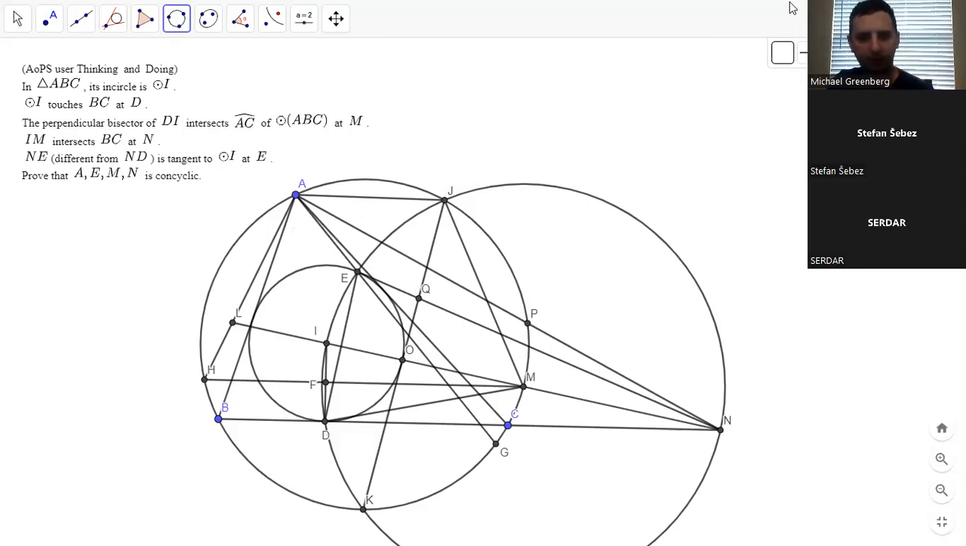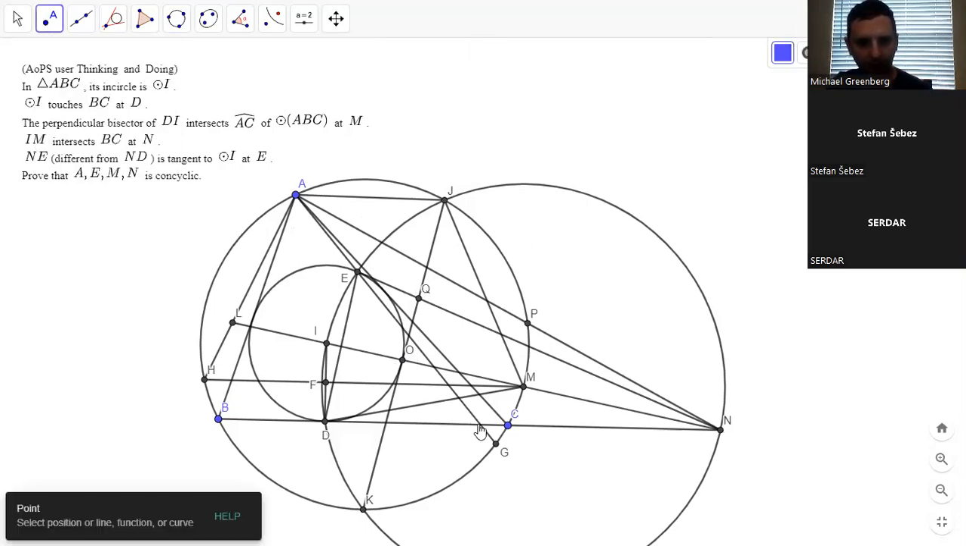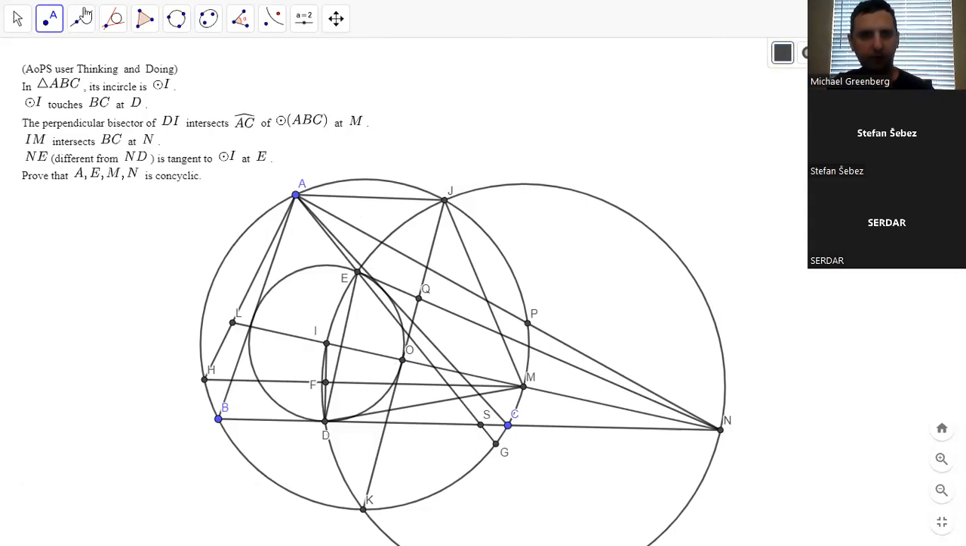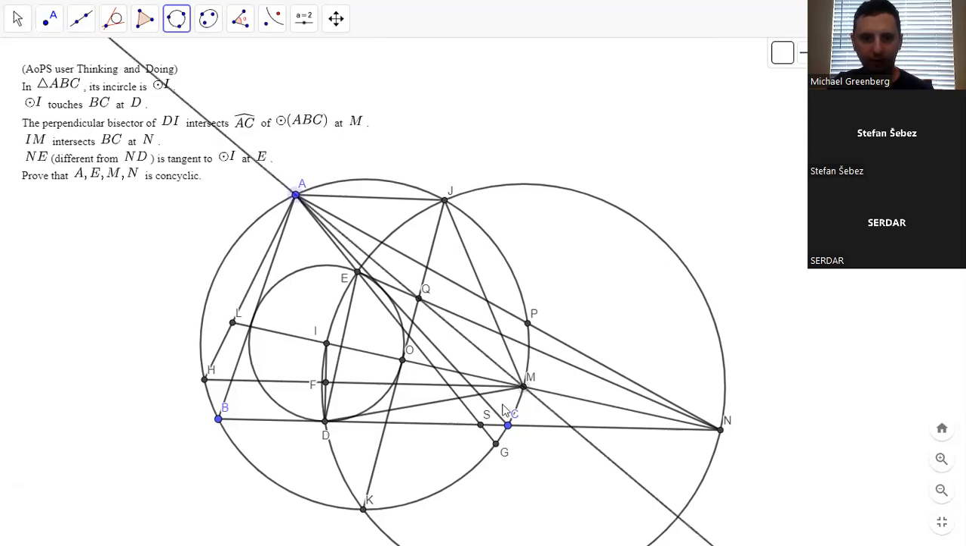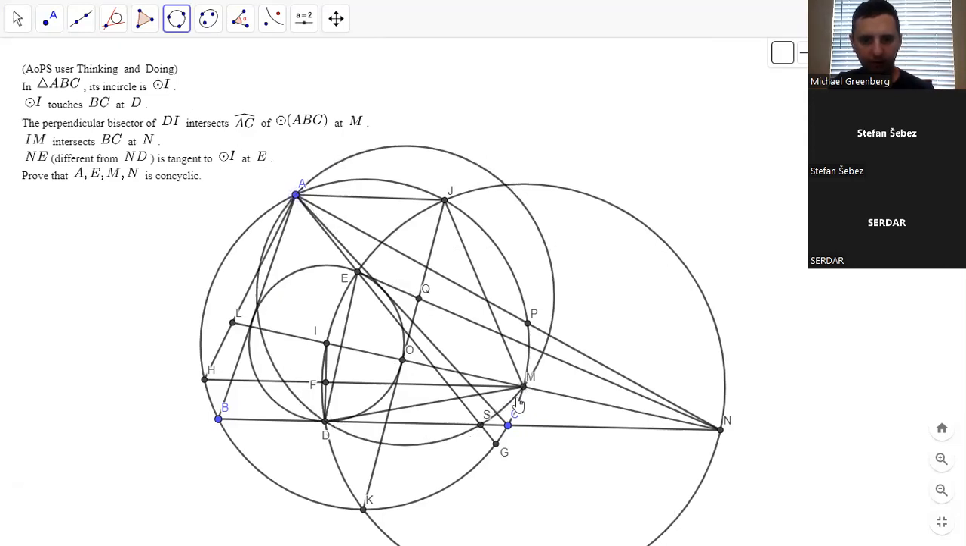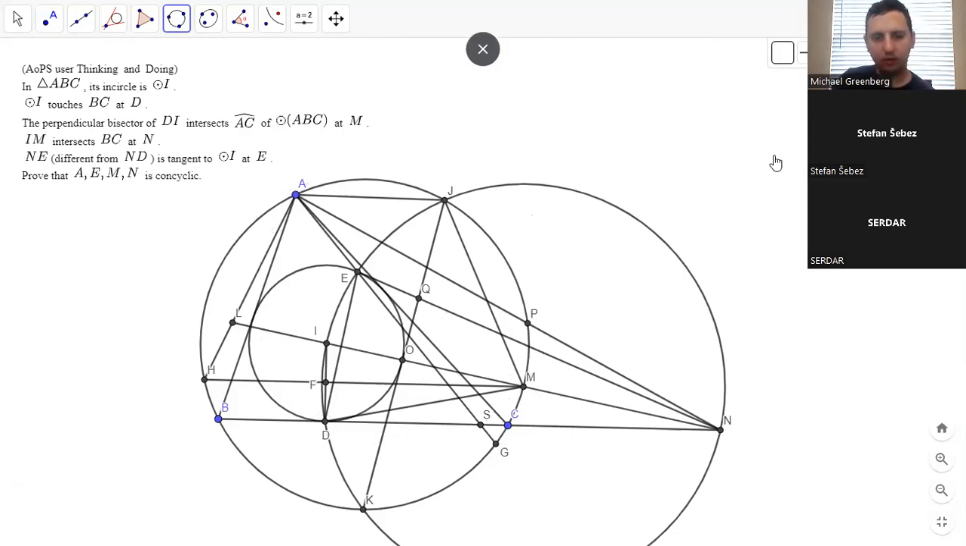Wait a sec. Maybe there's, so if we define this point right here, where AE intersects BC, then I think we want to show that AMSD is cyclic, right? Let me draw that one more time. AMSD.